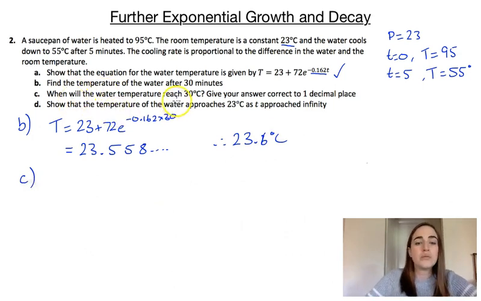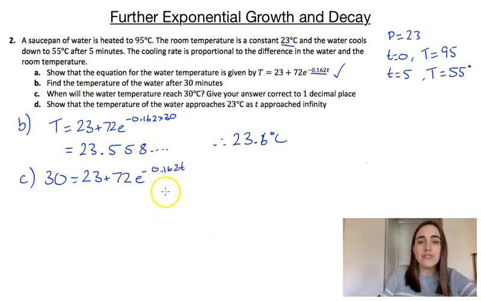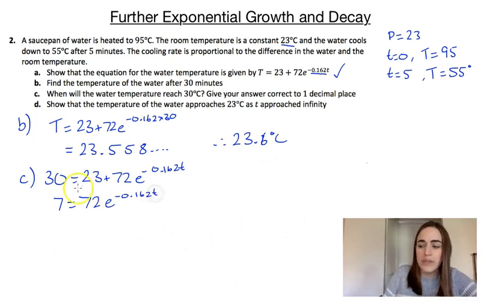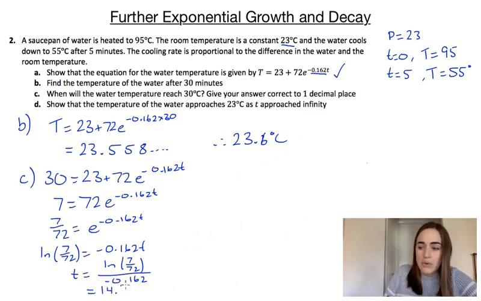Part C asks us, when will the water temperature reach 30 degrees? So that's our temperature this time, so it goes in where the capital T was. And we'd have 23 plus 72 e to the minus 0.162t, and we need to solve that for t. So subtracting the 23 first, we'd have 7 equals 72 e to the minus 0.162t. Dividing through, we'd have 7 over 72 equals e to the minus 0.162t. Natural log of both sides, and then dividing through, we'd end up with t equals the natural log of 7 over 72, all divided by minus 0.162, which will give us 14.387 and so on. It asks us in this one to one decimal place, so we'll write therefore 14.4 minutes.